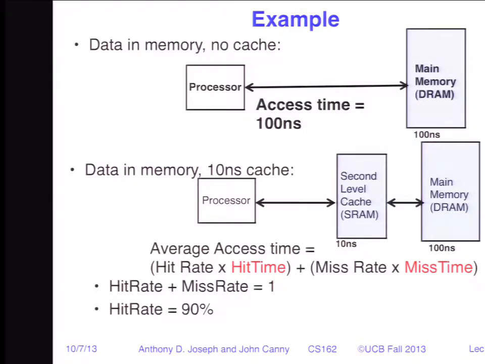Any clues? So what is 0.9 times our hit time, 10 nanoseconds? Equals 9. And our miss rate is 1 minus our hit rate, so 0.1 times 100 is 10. So we end up with 9 plus 10, 19. So we're doing much better than 100 nanoseconds, but we're not doing quite as well. We're at almost double our access time for the cache.